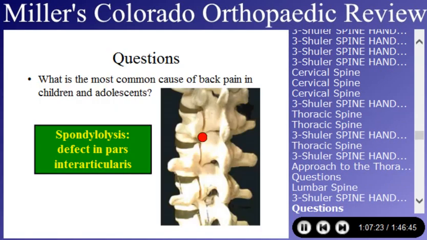Most common cause of back pain in children and adolescents is Scotty Dog, spondylolysis, defect in the pars interarticularis. The only reason why I highlight this is for some odd reason it's difficult to understand truly where this pars is. Pars is right as shown on the diagram, right there, bam.